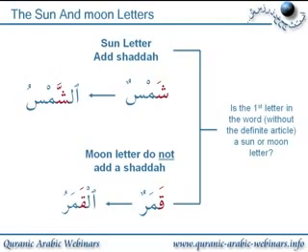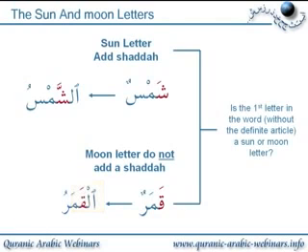To make it definite, look at the first letter. If it's a sun letter, we add a shadda. If it's a moon letter, we do not. And then when you read the al, if it's a sun letter, you effectively assimilate that or join it with the letter with shadda, and if it's a moon letter, you effectively read the al as al.